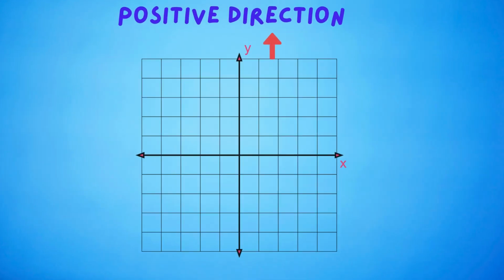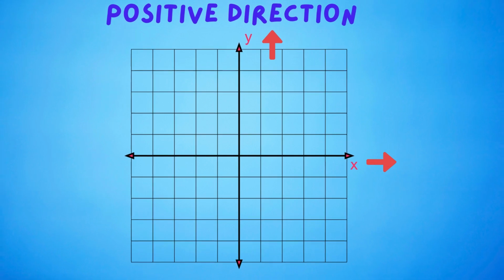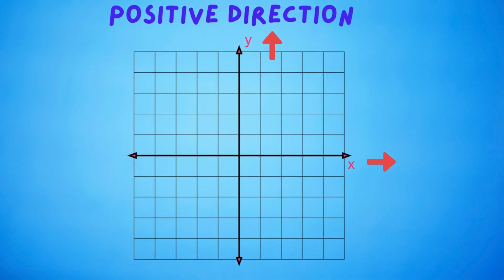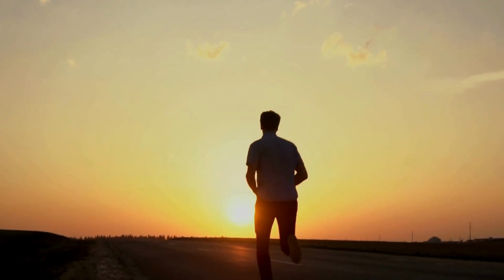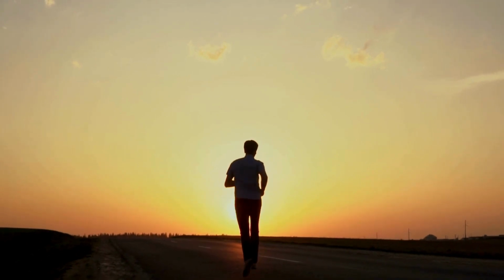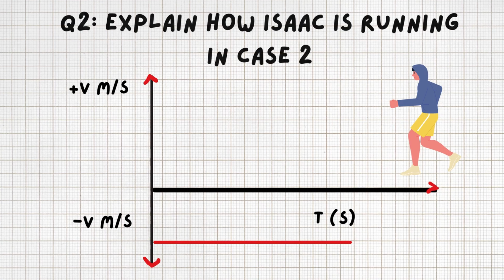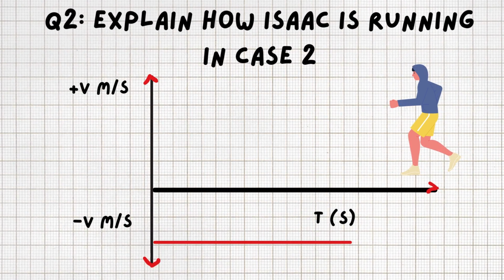Positive velocity indicates motion in the direction that is defined as positive, usually rightward or upward motion as in the Cartesian coordinate system. For example, if Isaac runs at a positive constant velocity, he moves eastward when east is designated as the positive direction. Question 2. Explain how Isaac is running in case 2.